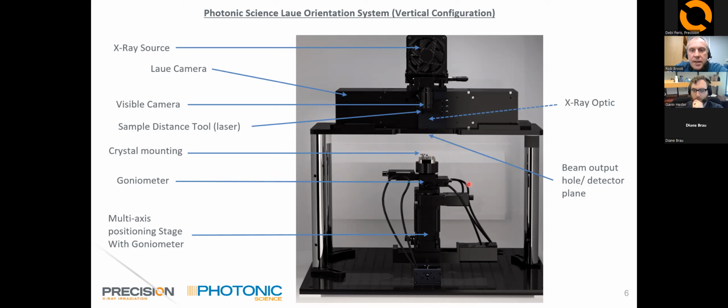This part here is the goniometer, and this is a 2-axis tilt stage and a rotation stage underneath that allows you to rotate the sample around the beam. And then below this, you have a 3-axis positioning setup here, which allows you to move in X, Y, and Z.